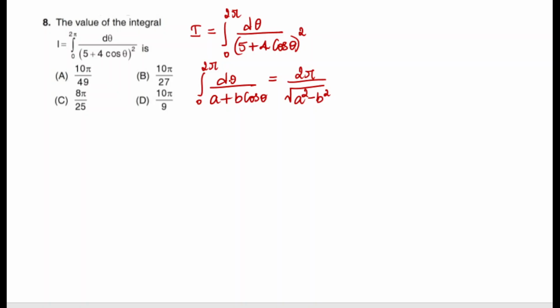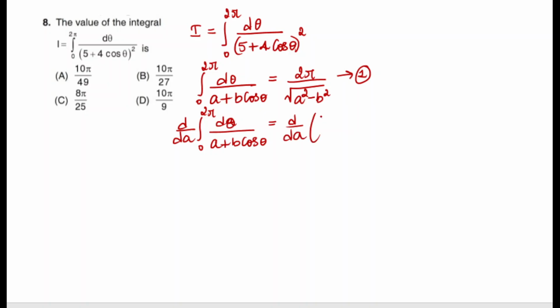Now what I am going to do, to this equation 1, I am going to differentiate equation 1 with respect to a. That is d by da of the integral from 0 to 2 pi of d theta divided by (a plus b cos theta), that is equal to d by da of 2 pi divided by square root of a square minus b square, right? I'm going to continue here.